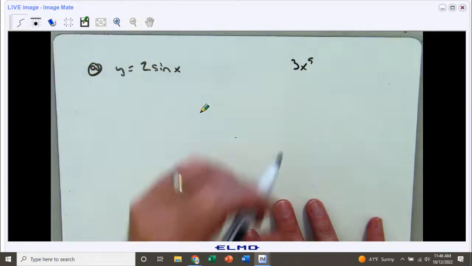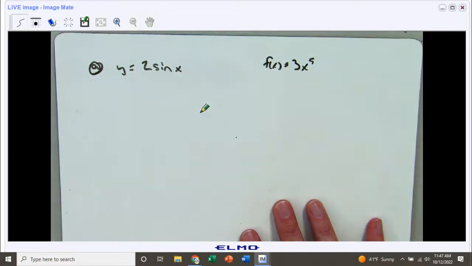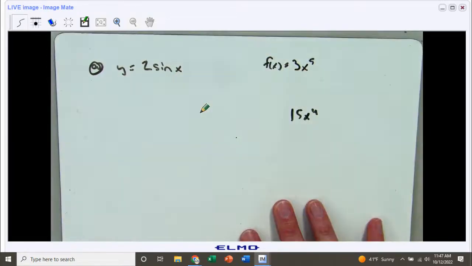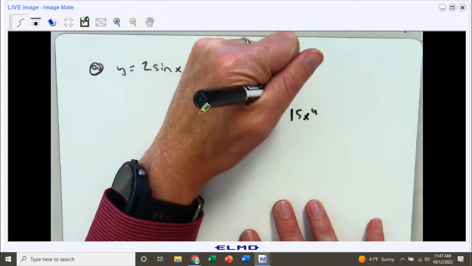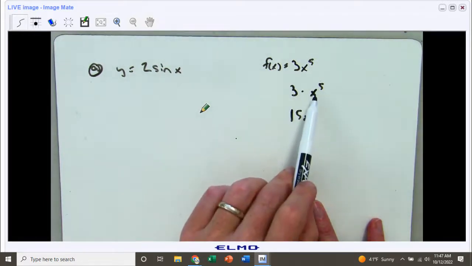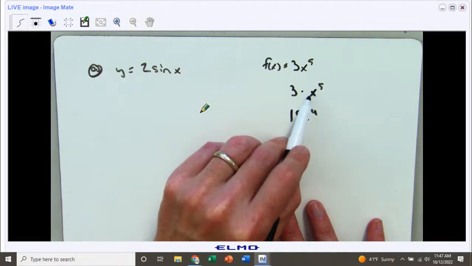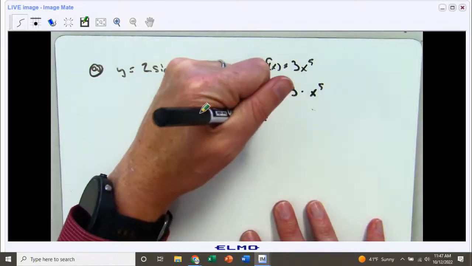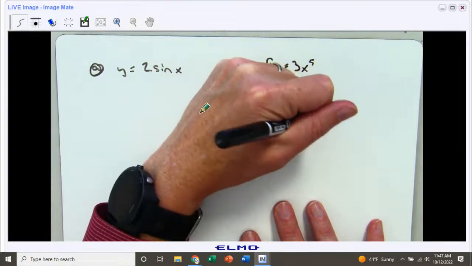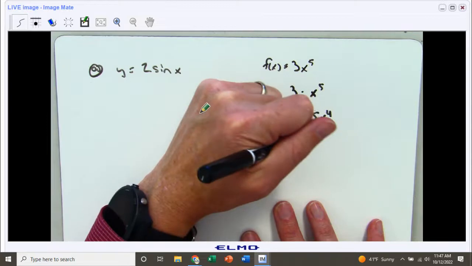Let's say we had a function that was f of x equals 3x to the fifth. Now, we know at this point we're going to turn that into 15x to the fourth. But what's really happening is we're going to say this is really 3 times x to the fifth. And then we can take the derivative of x to the fifth and make that 5x to the fourth. So actually, let's make a little more room here. So we have the derivative of f of x will be 3 times 5x to the fourth, which would then be 15x to the fourth, like that.